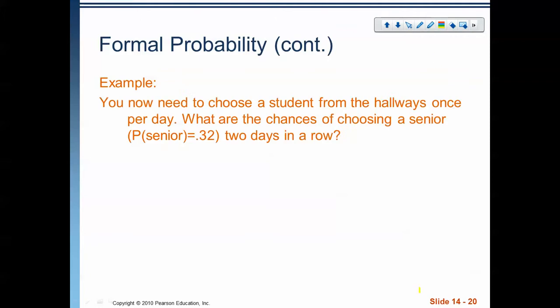You now need to choose a student from the hallways once per day. What are the chances of choosing a senior 2 days in a row? Again, let's look at the way that this is framed. We're making two choices, and we're saying, what's the probability that we get 2 days of seniors in a row? In other words, we're looking at the probability of choosing a senior and a senior. Making 2 choices, we're looking for P of senior and senior.